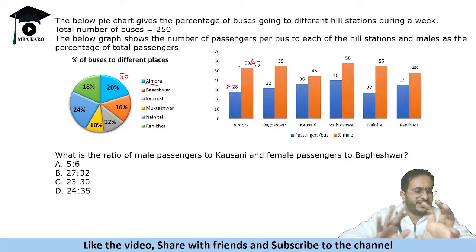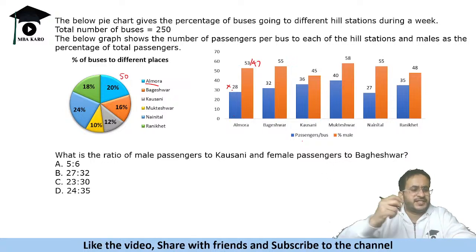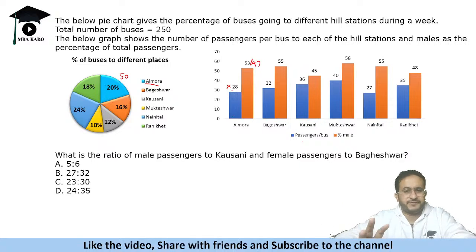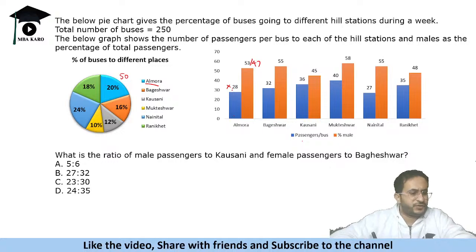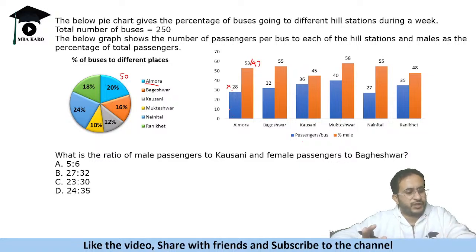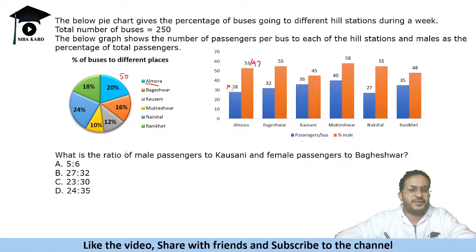So that is how you will get the values of each station, how many female, how many male. But that is not needed, right? 15 into 28 will give you the number of passengers going, and into 53% will give you the number of male passengers going to Almoda. But that is not the objective of this question. The objective is to answer questions that require minimal calculation. This question can be easily answered: male passengers to Kausani and female passengers to Bageshwar.